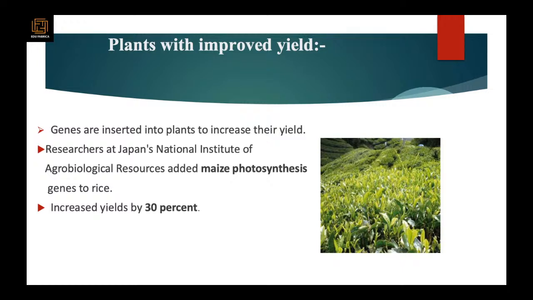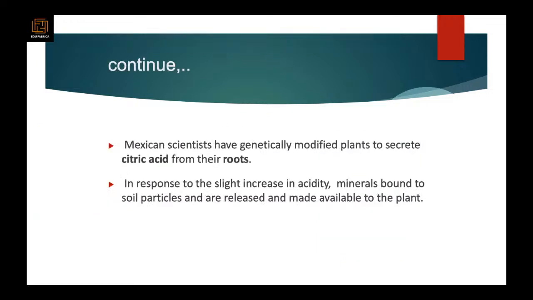So plants with improved yield: genes are inserted into plants to increase their yield. The Japan National Institute of Agrobiological Resources added maize photosynthesis genes to rice, and the yield increased by 30% because of that. In the same way, Mexican scientists have genetically modified plants to secrete citric acid from their roots, which slightly increased the acidity, so minerals bound to soil particles are released, which makes these nutrients available to the plant.